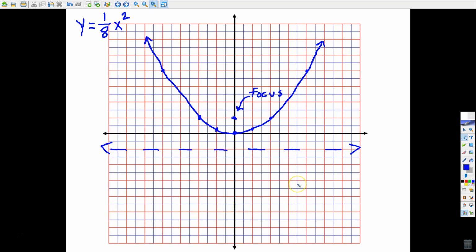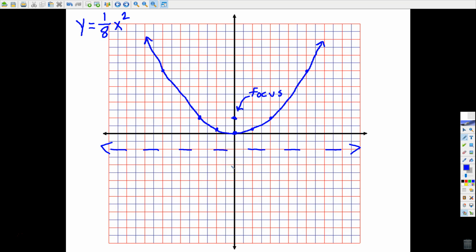Now, hopefully by the end of today's lesson, you're going to understand why the focus is the point (0, 2), and why the directrix is the line y equals -2. But right now, I just want you to understand the focus is a point, always inside the mouth of a parabola. The directrix is a line. The thing to keep in mind is the vertex of the parabola should sit right in between those 2 things. If you notice, the vertex is right in the middle of that point and that line.